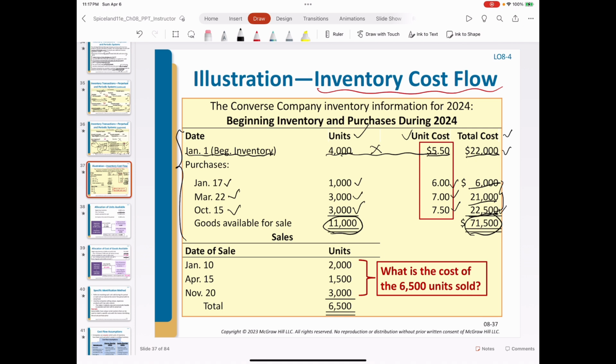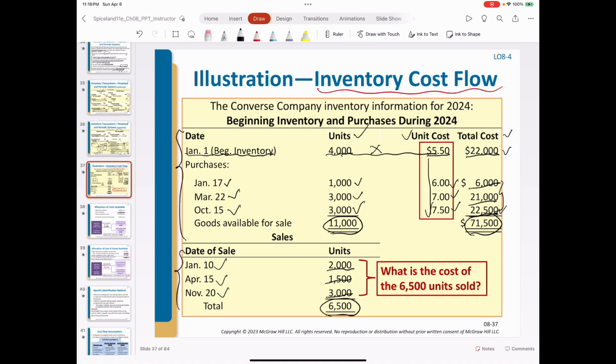Also, this is an assumed number. The unit cost keeps increasing. This assumption is set on purpose. There are also three sales: the first one on January 10th, the second on April 15th, and the last one on November 20. The units sold were 2,000, 1,500, and 3,000. The total units sold was 6,500.